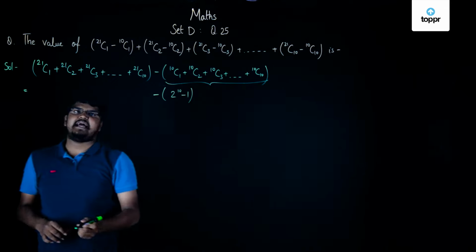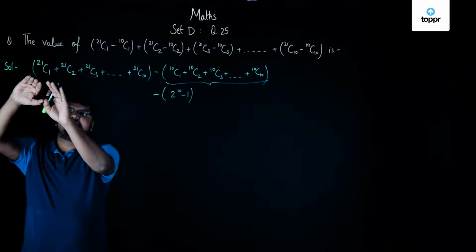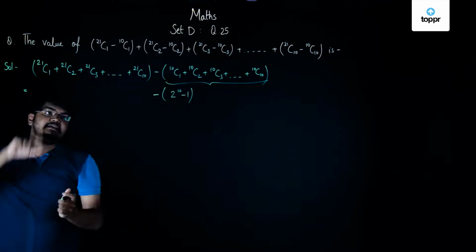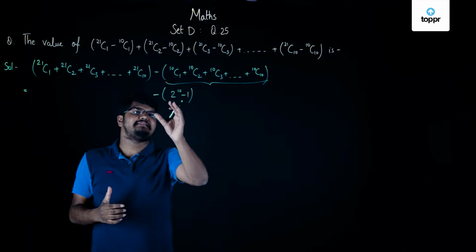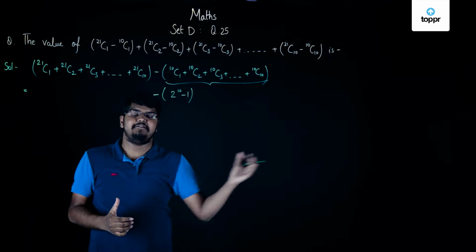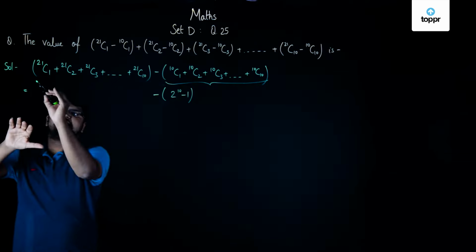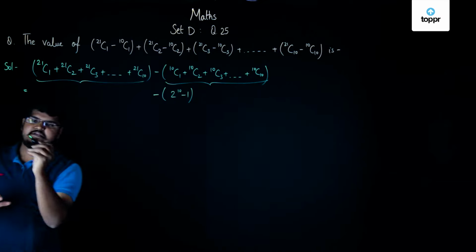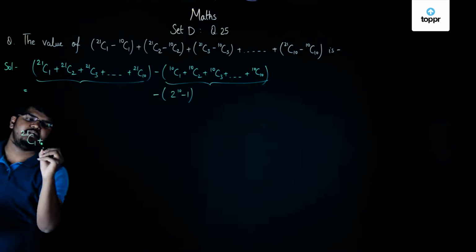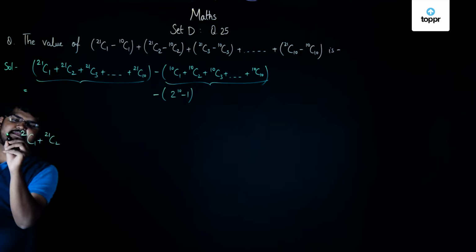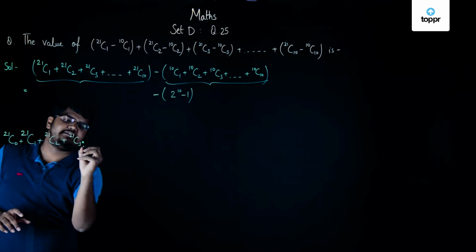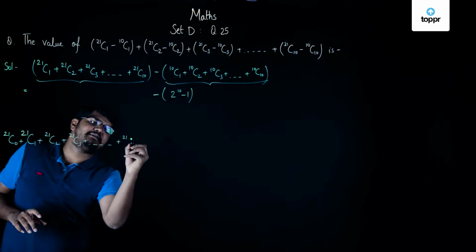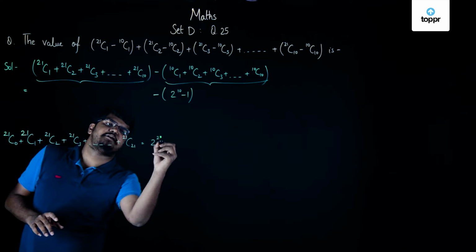Now, at the same time, if I take this 21C1 plus 21C2 plus 21C3 and so on up until 21C10, we can say that this value has values missing for the nC1 up till nCn formula. So let's simply take this value separately. So I can say that 21C0 plus 21C1 plus 21C2 plus 21C3 and so on up until 21C21 is equal to 2 raised to the power 21.